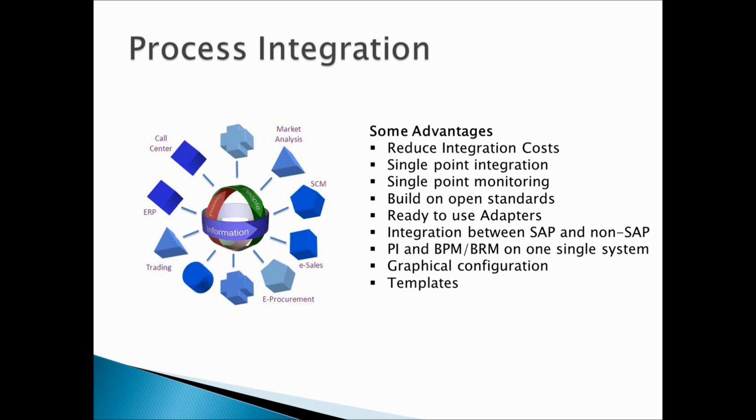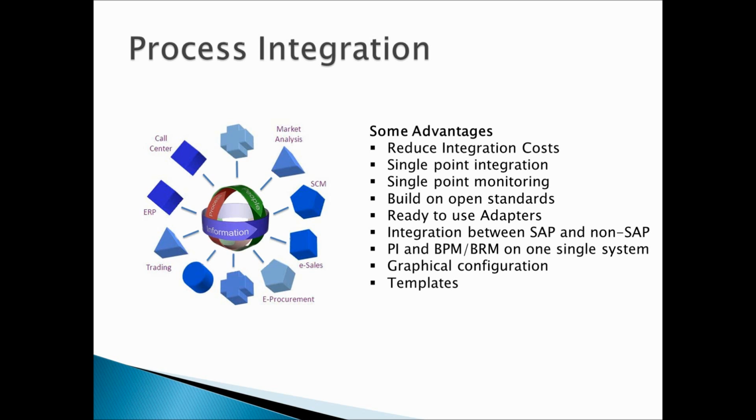Single point of integration. As explained, we are able to see and monitor all integrations on one single system. PI supports all common standards like SOAP, XML, XSD, WSDL, HTTP, and many others. PI has powerful ready-to-use adapters like the SOAP or file adapter. Without writing a single line of code, you can integrate with other systems by just configuring these adapters. Even better, you can build modules in Java for these adapters and extend their capabilities for uncommon cases. Or if you want, you can write your own adapter and deploy it on PI.